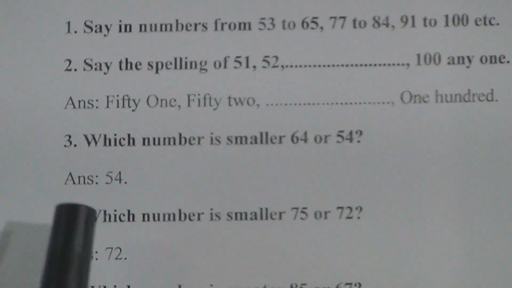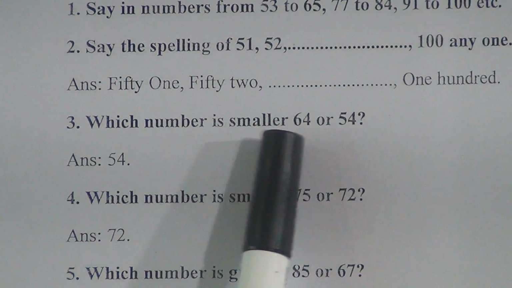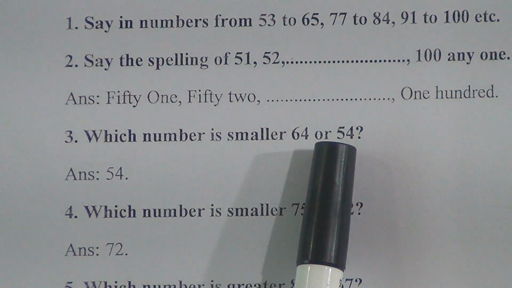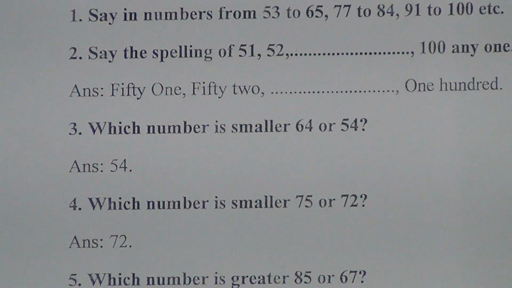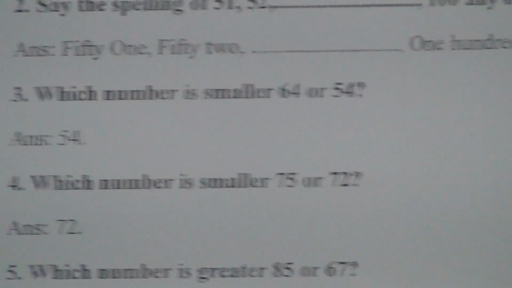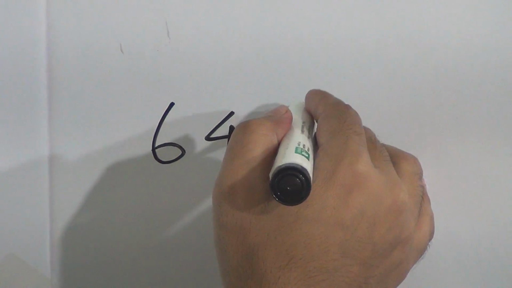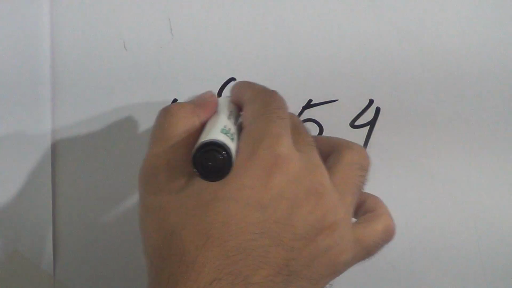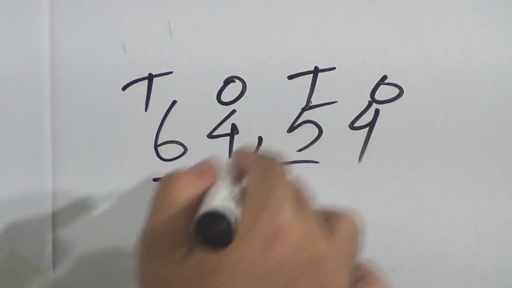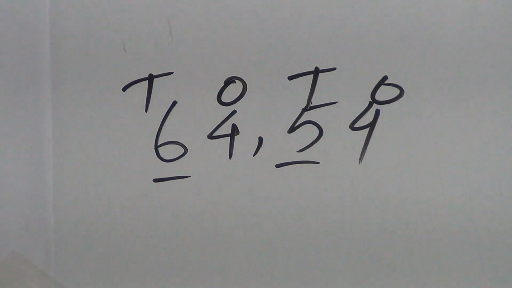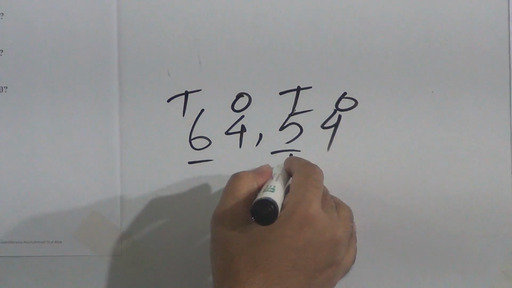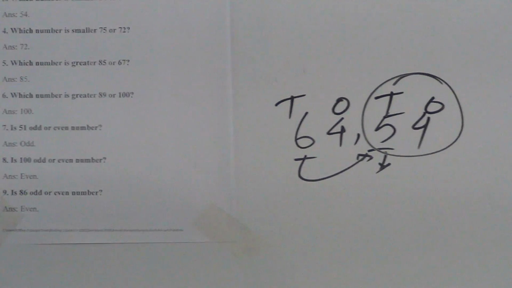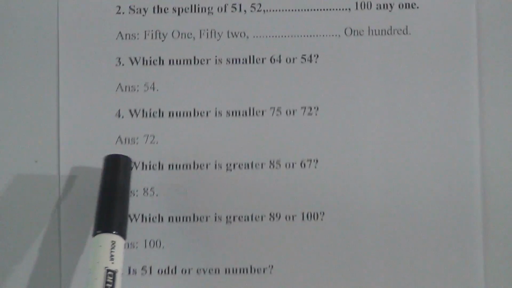Okay, next question, question 3. Which number is smaller, 64 or 54? Which one is smaller? Dear students, you have seen 64 and 54 here. Here the ones place is same, but tens place is different. We have to compare the tens place here. Here 5 is smaller than 6, so 54 will be smaller. Now question 4.